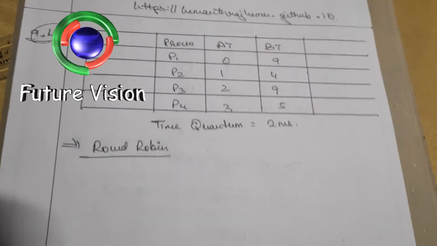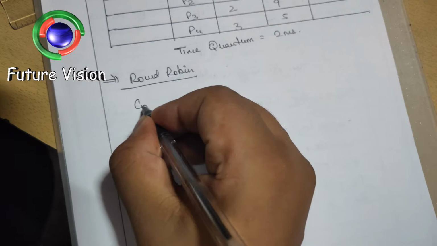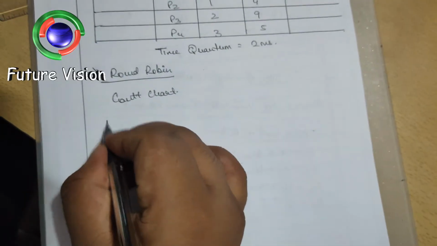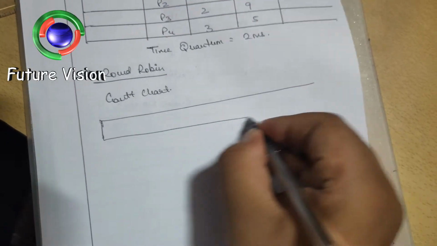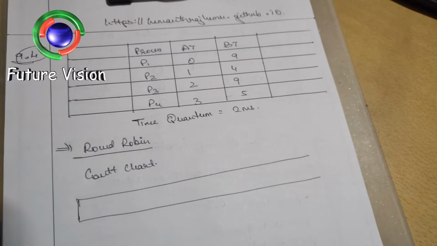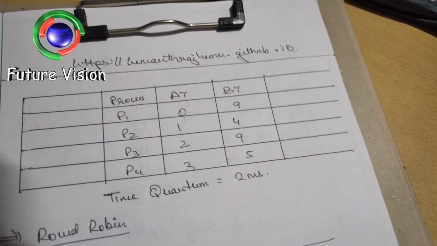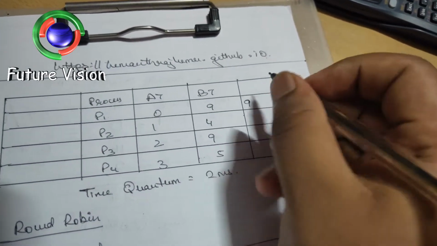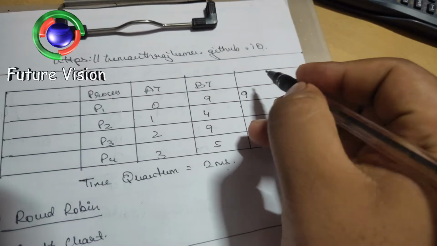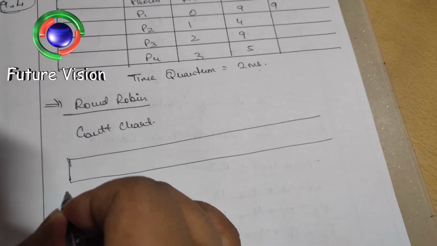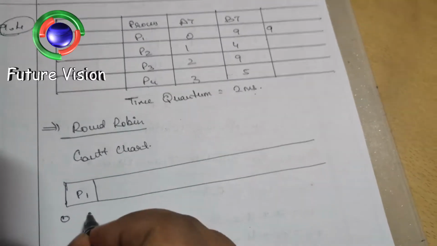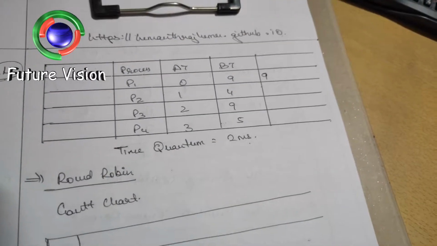Okay, the first step is to draw the Gantt chart. This takes a long Gantt chart to complete. So let's see. Now P1 arrives at 0 milliseconds. That has a burst time of 9. So according to the time quantum, it can use only 2 milliseconds. So at 0 arrives the process P1. It can utilize till 2. Then it is preempted.